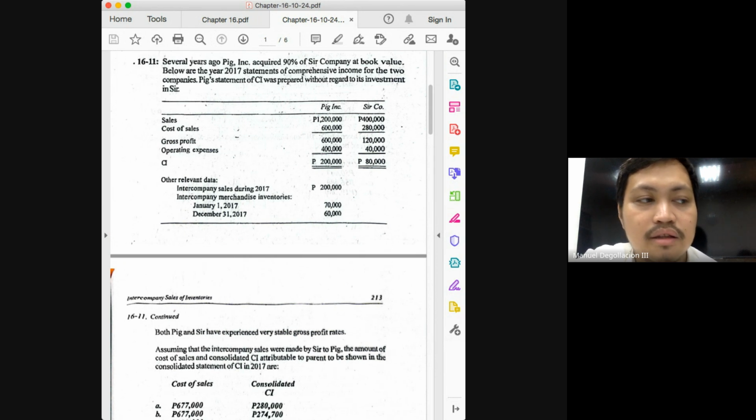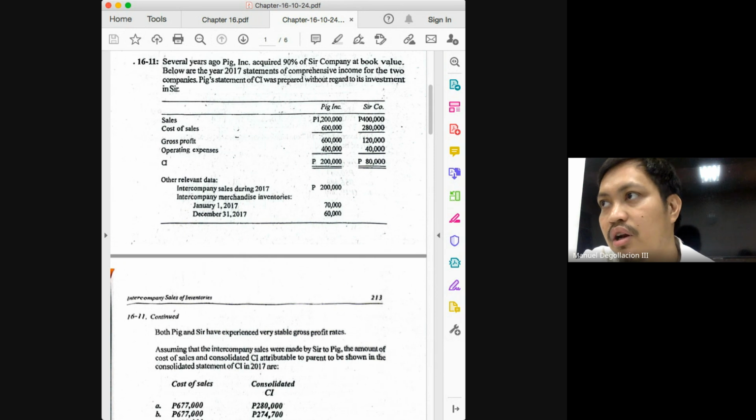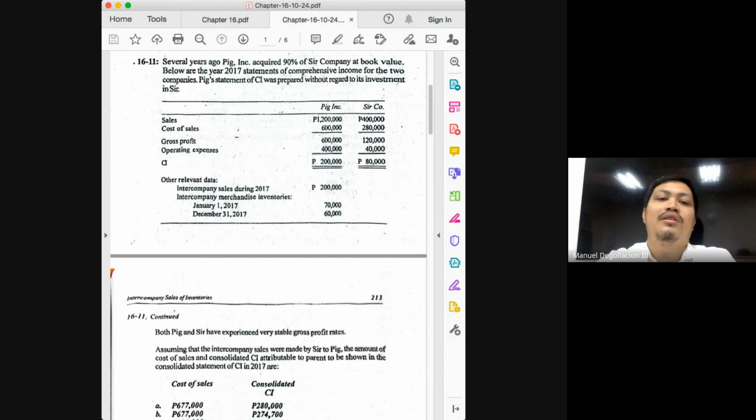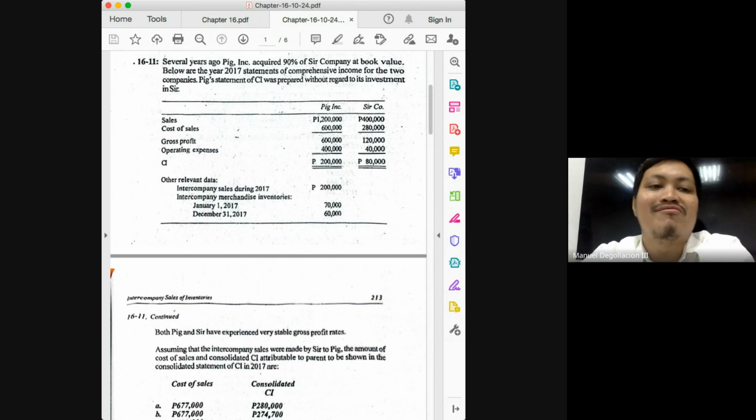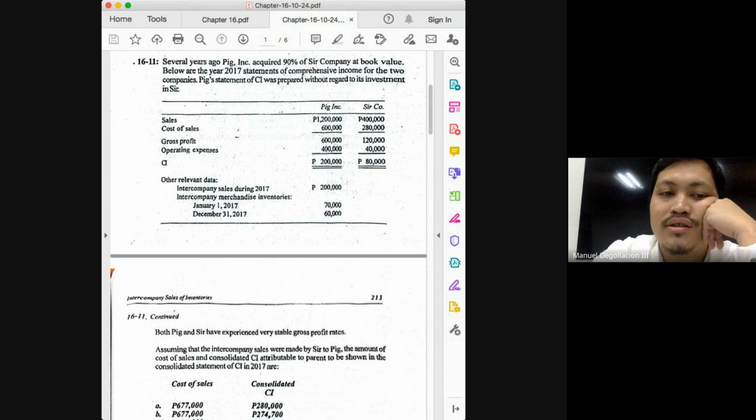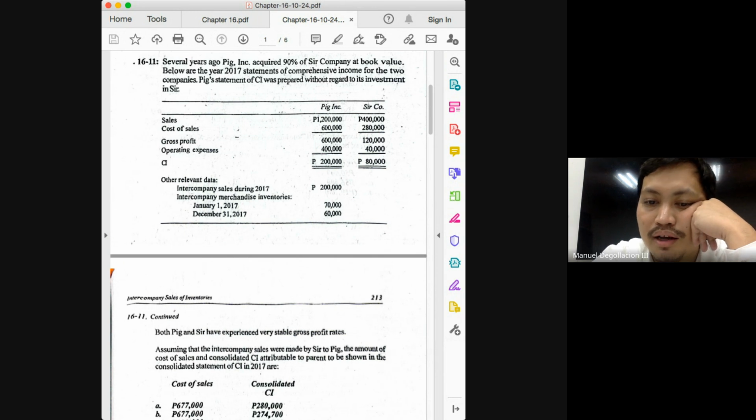And understand, class, that the behavior of your cost of sales and your net income is opposite. If you recall, if cost of sales is overstated, then net income is understated. If cost of sales is understated, net income is overstated. Okay? So we can now proceed. First, cost of sales of the parent, given. Yes, 600,000. Next, cost of sales of the subsidiary, given. Yes, 280,000.